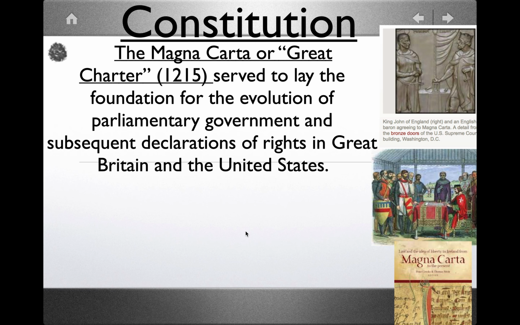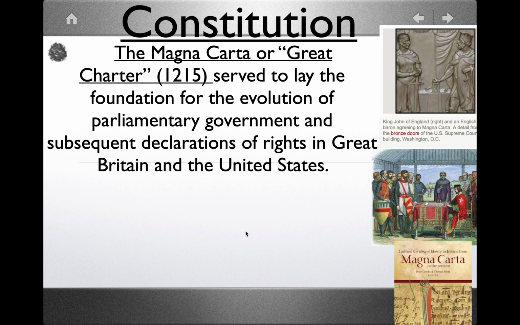Now, it's really inspired by the setup of what's called the Magna Carta, or the Great Charter of 1215. The British had the Magna Carta. It served as a way to lay out the foundation for the evolution of a parliamentary government. This is basically where the king and the parliament are coming to some kind of agreement and widening some rights for individuals, okay? And we'll look at this document ourselves.